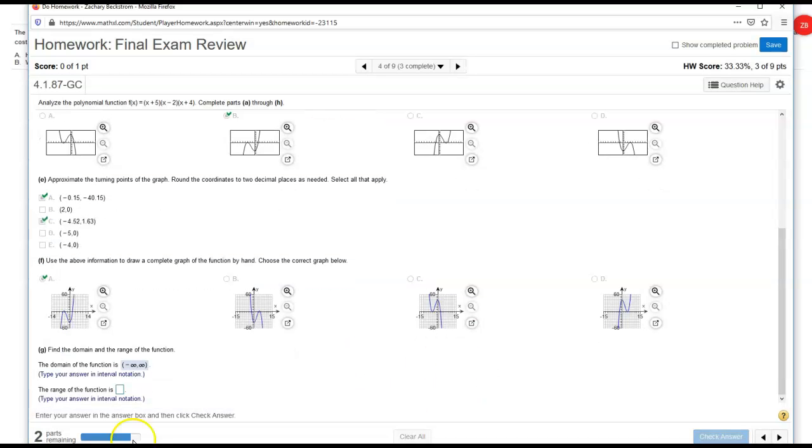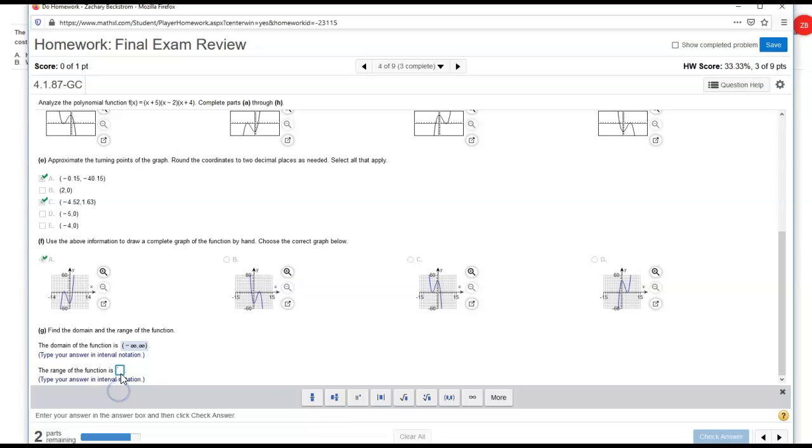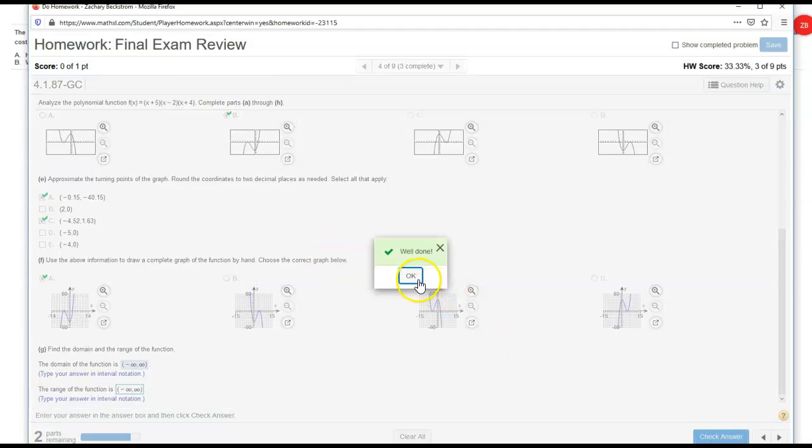All right, and if we look at the range, this is a third-degree polynomial, so it's not a parabola. So for the y values, it's going to go all the way down to negative infinity and all the way up to positive infinity. It looks like all the y values are going to be represented here. So we're going to do the same thing, negative infinity to positive infinity.